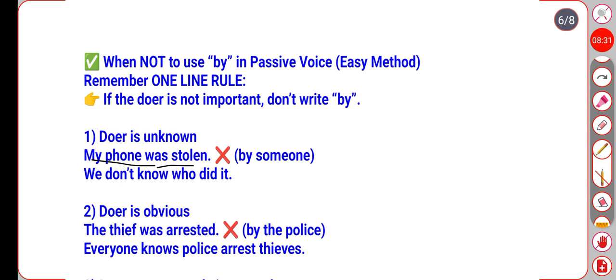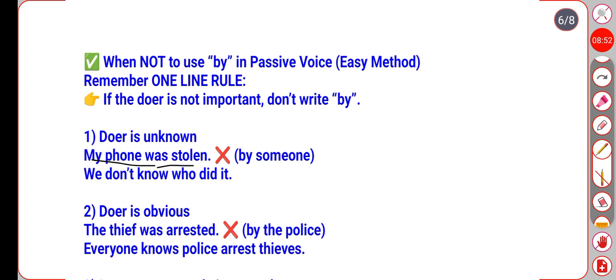My phone was stolen, in passive voice, because we don't know who has stolen it. Maybe someone. That's why the doer is unknown. We don't write by someone or by something. We don't use it.